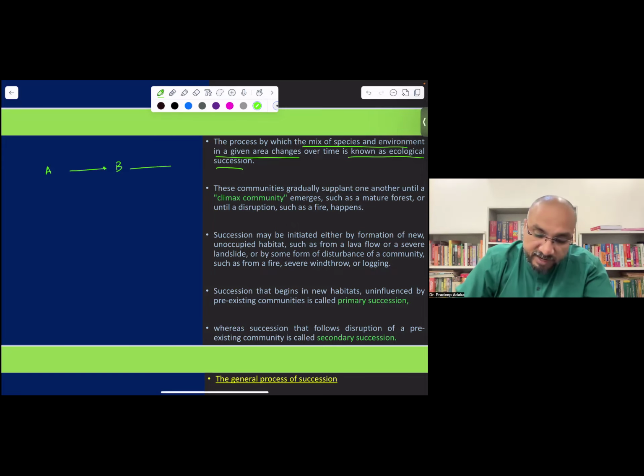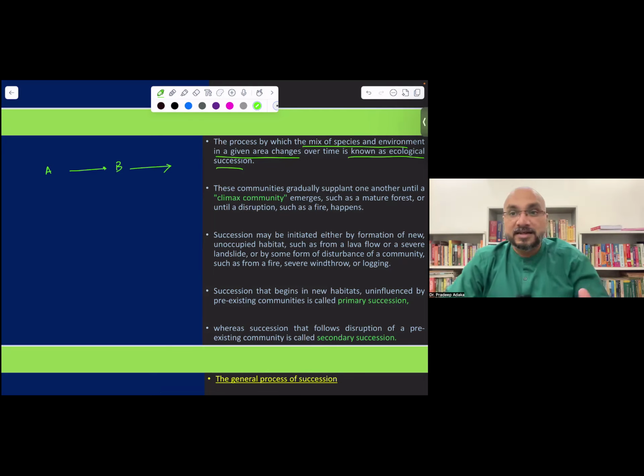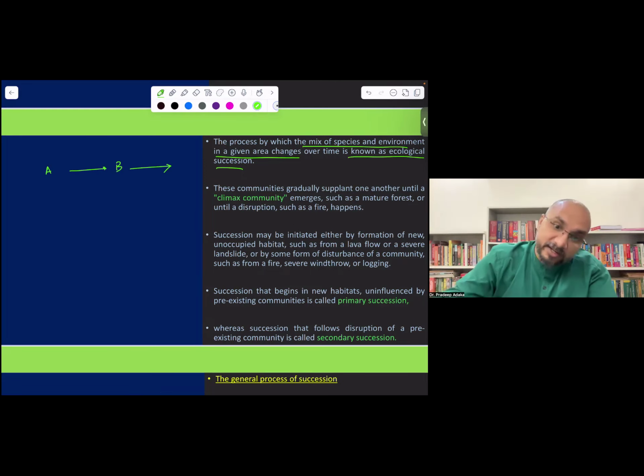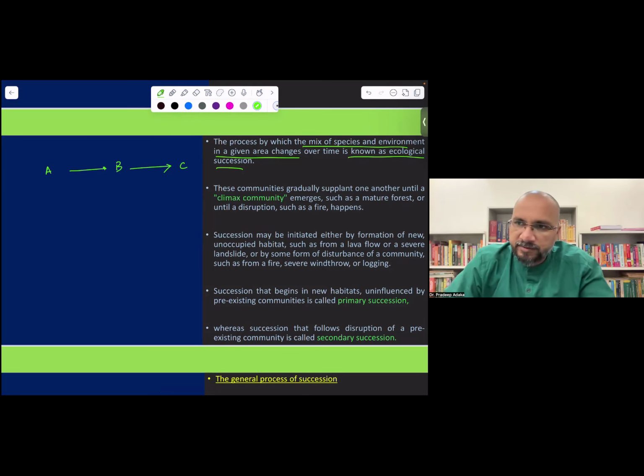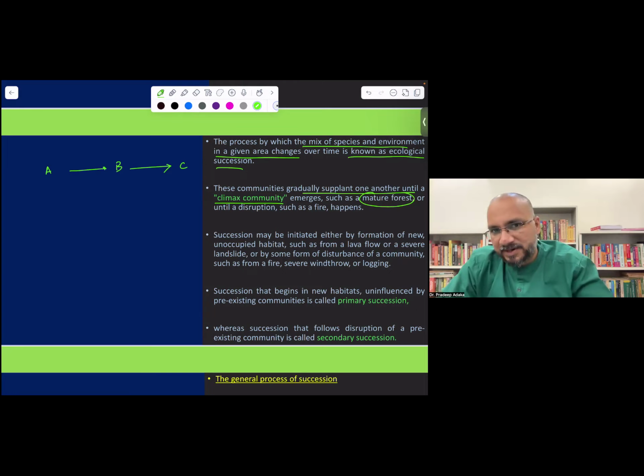Then B will also influence the environment. After some time, the environment has been modified to such an extent that survival of B will be difficult. So another species for which the environment is congenial will take over. In this way, the composition will change over a period of time. Ultimately, there will be a mature community which will take over the area. So these communities gradually supplant one another until a climax community emerges, such as a mature forest. This is an example of a climax community. Or again, until a disruption happens.